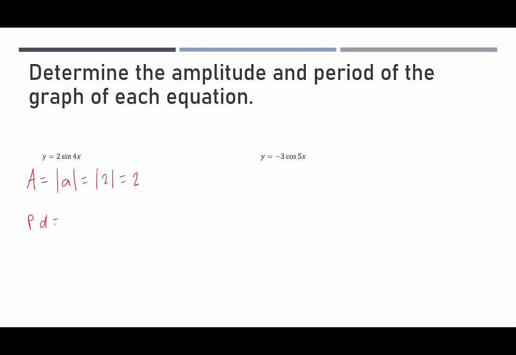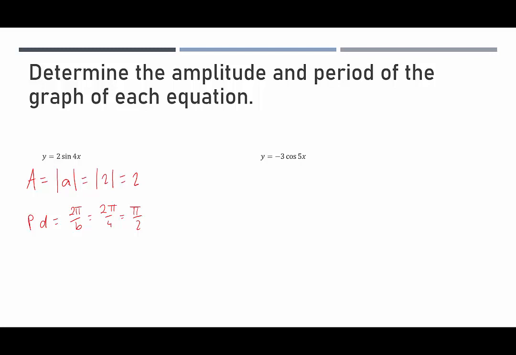The period is found by dividing 2 pi by b. In this case, b is 4. So we would have 2 pi over 4, which would give us pi over 2. So in this graph, y equals 2 times sine of 4x, one complete period would happen in pi over 2 units. So it's a much shortened cycle than the typical 2 pi.